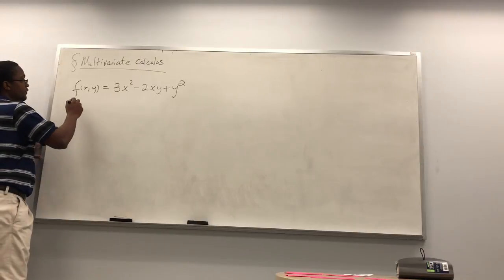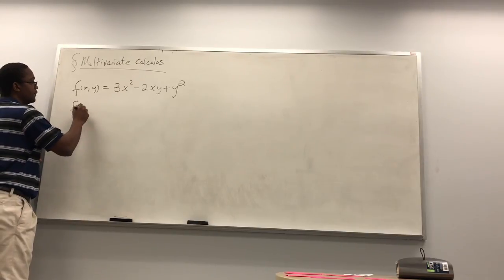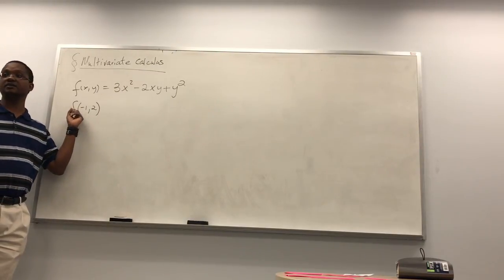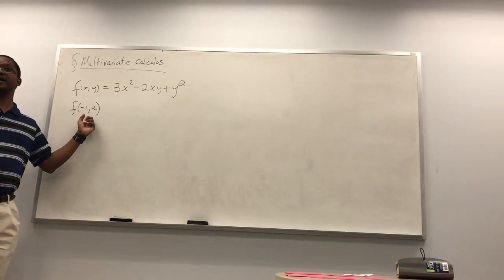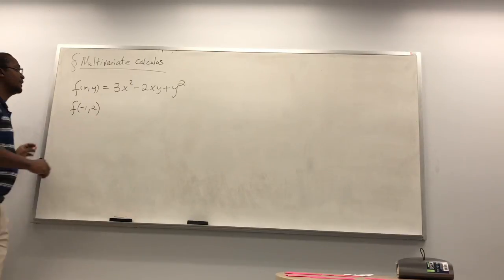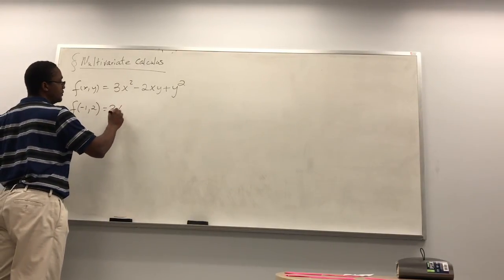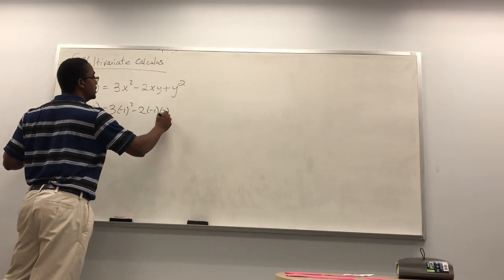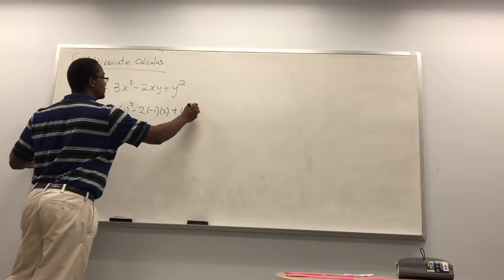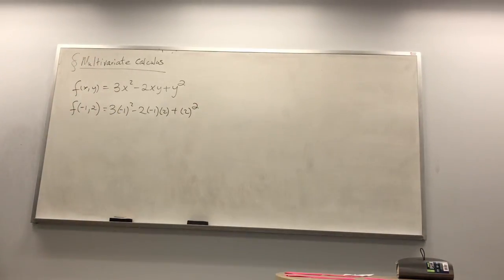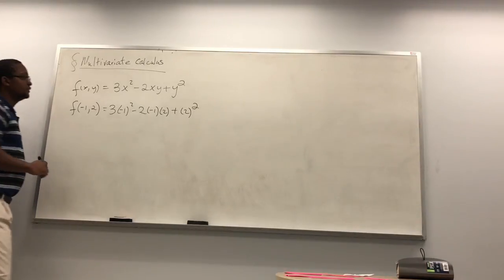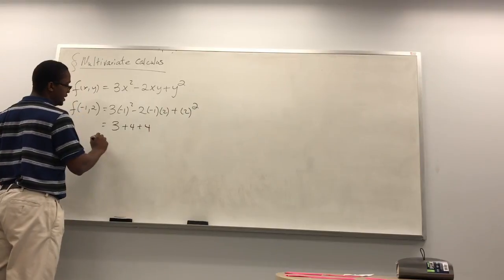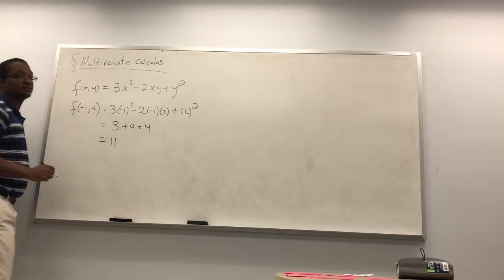And the way these things work, for instance, if I have to find f of negative 1, comma 2, this means that everywhere I see x, I plug in negative 1, and everywhere I see y, I plug in 2. And then I evaluate the function. So this is 3 times negative 1 squared minus 2 times negative 1 times 2 plus 2 squared. So far, so good? And so this becomes 3 plus 4 plus 4, and so that is 11.